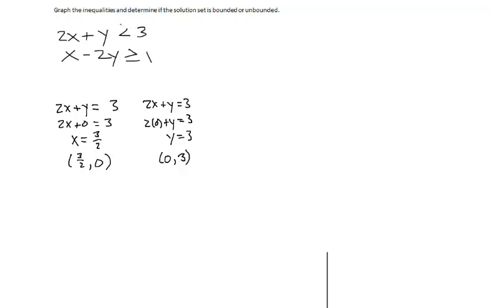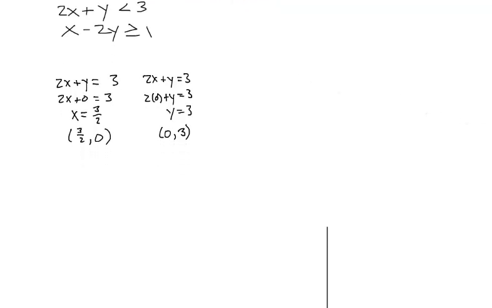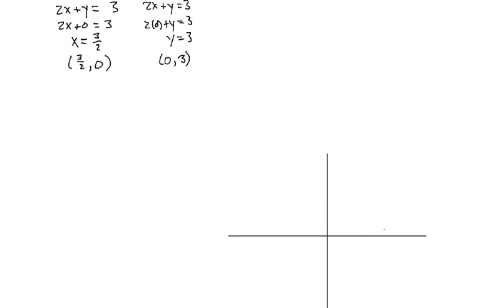Now, we also need to look at this inequality. It's strictly less than. So we're not going to include the line, and when you don't include a line, use the dashed line. So let's go down to our graph, and we have 3 halves, 0 we need to plot. So each line is going to represent 1 half. So here's 3 halves, 0, and then 0, 3. So we have 3 here. And now we need to do a dotted line connecting those 2 points.